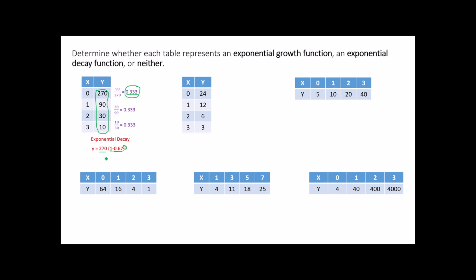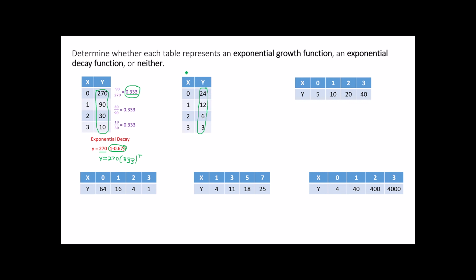See how that works? Now, if we were just doing exponential functions, this would be 270 times 0.333, there again, rounded off, to the t. But because we're looking at the decay, I wanted to see the 100% and what was being lost off that 100. The second one, 24, 12, 6, and 3.